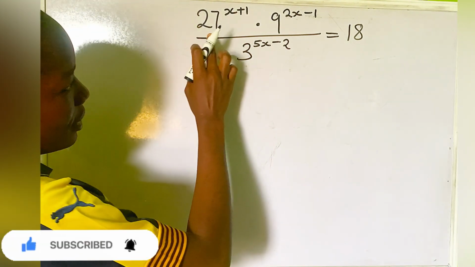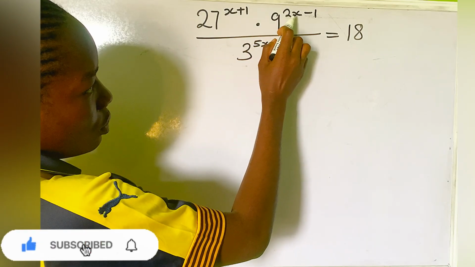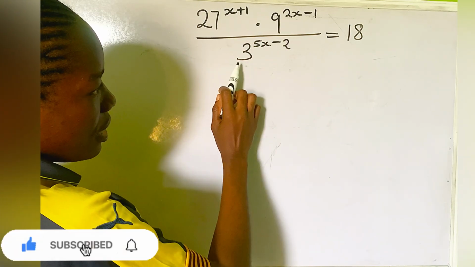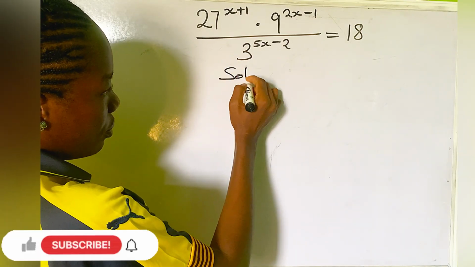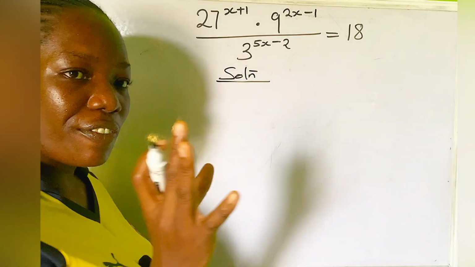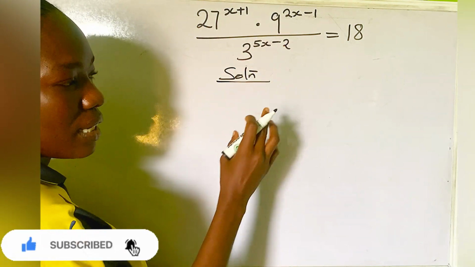So we have 27 to the power of x plus 1 multiplied by 9 to the power of 2x minus 1, all over 3 to the power of 5x minus 2, is equal to 18. Solution. Now, the first thing to do right now is to do what? Express these numbers in the base of 3.